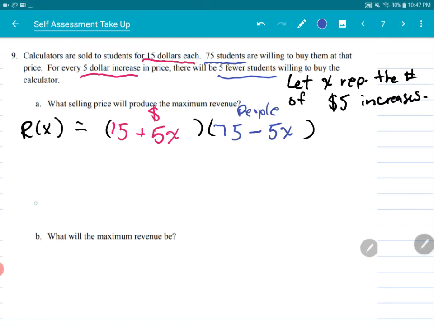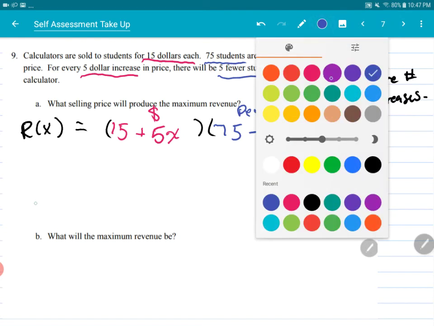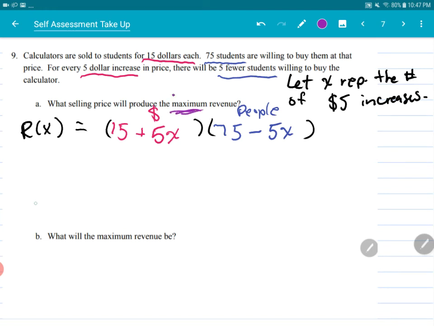So what selling price will produce the maximum revenue? Maximum tells me right there, sounds like the vertex. That's a big hint. Maximum, minimum, those are points that mean optimal. So we want to find the vertex. Well, we're already in factored form. You could expand it and complete the square if that's what you're really comfortable with.